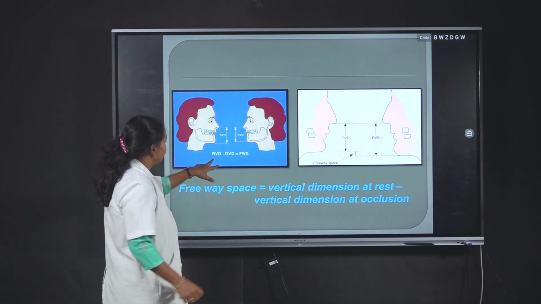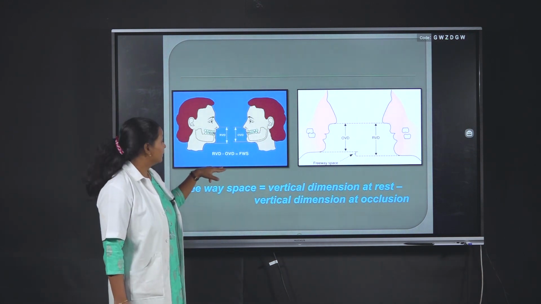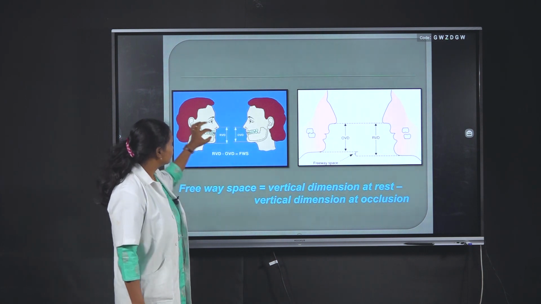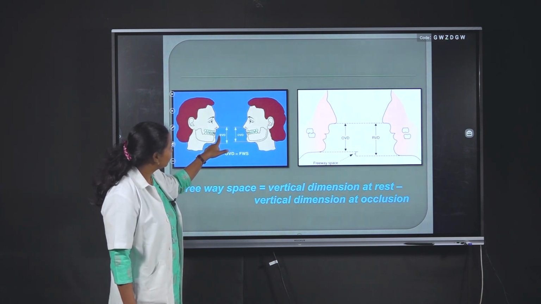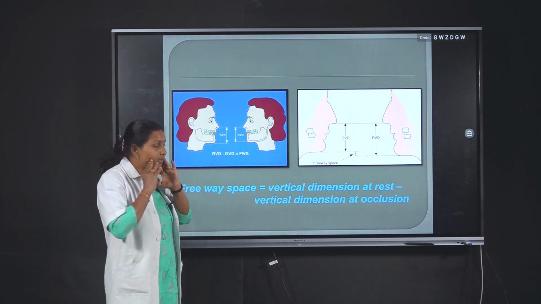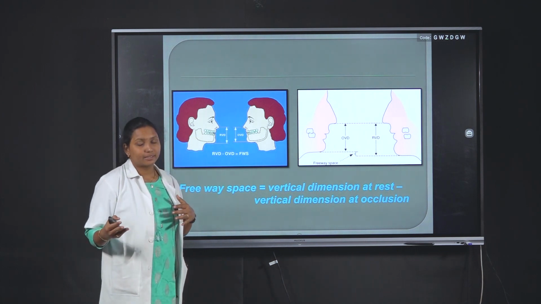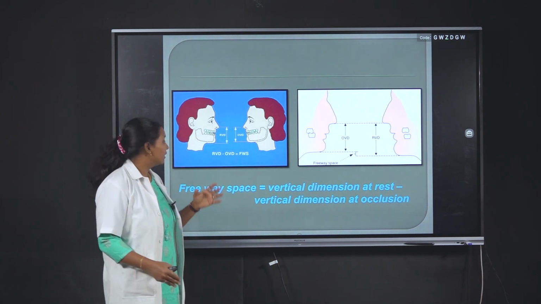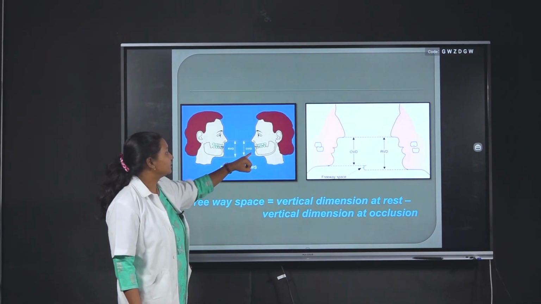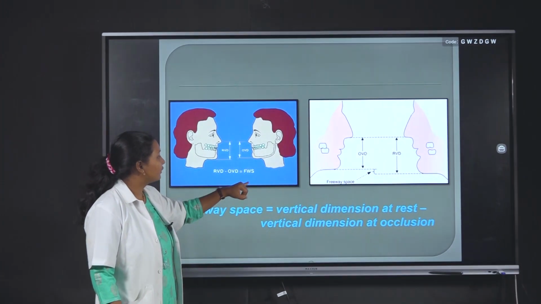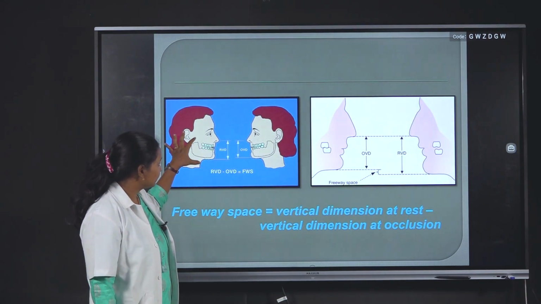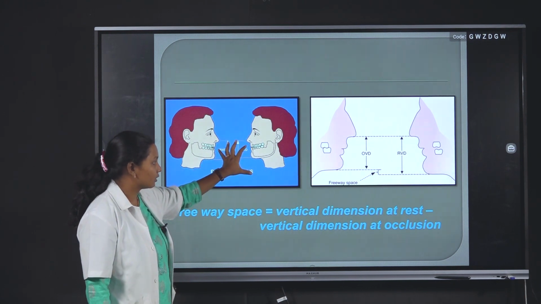See, as I told you earlier, this is vertical dimension at rest. This is vertical dimension at occlusion. Can you see there is the separation between teeth? Here it is maintained by rest position of the mandible. I'll tell you in detail how to record VDO and VDR. As of now, you remember this. So freeway space is vertical dimension at rest minus vertical dimension at occlusion.